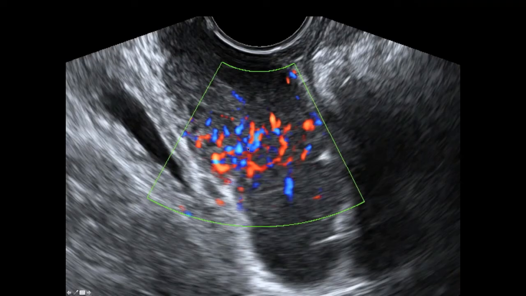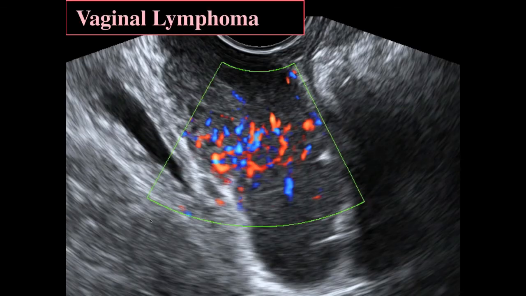All right, now here is another patient, a young patient, and she has this mass filling her vagina. That's why she came in. So here we are on the perineum. This is the rectum. This is part of the bladder. And this is the vagina that is completely filled with the solid mass with a lot of blood flow. This is absolutely malignant until proven otherwise. And this was a lymphoma. And we've seen now a number of lymphomas in the vagina and cervix. It is a place where lymphomas can occur.